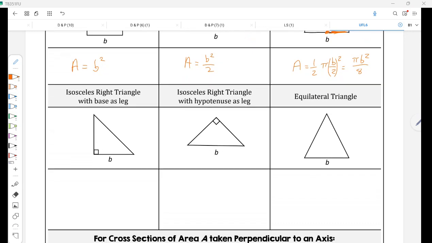From easy to hard, isosceles right triangle with a base as a leg. What does the word isosceles tell us about the height of that triangle? It's the same as the base. Yeah. I don't know if that's what you said or not. We'll go with that. That's what you said, right? Yes.